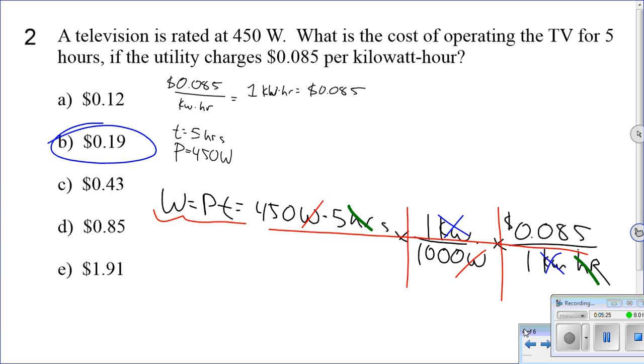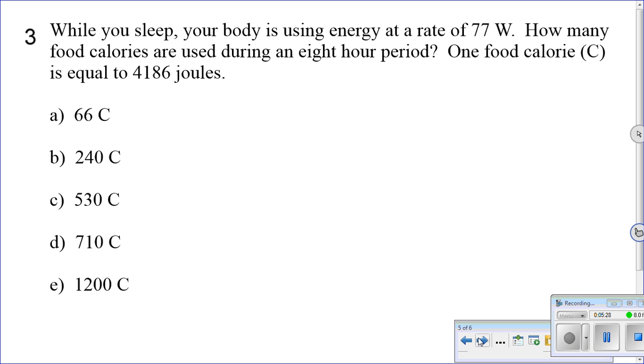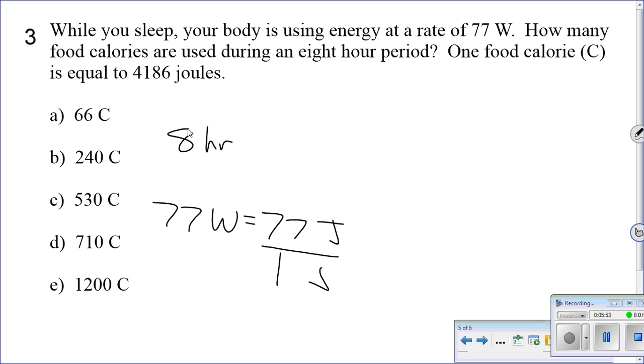Okay. All right. Next order. Let's see. While you sleep, your body is using energy at a rate of 77 watts. How many food calories are used during an 8-hour period? 1 food calorie is equal to 816 joules. So again, railroad tracks, right? So we've got 8 hours. 77 watts is the same as 77 joules per 1 second, right? Good? So, the way that I would think about this is I would say, all right, well, my rate is in seconds, so let's convert our hours to seconds. Sorry, railroad tracks.